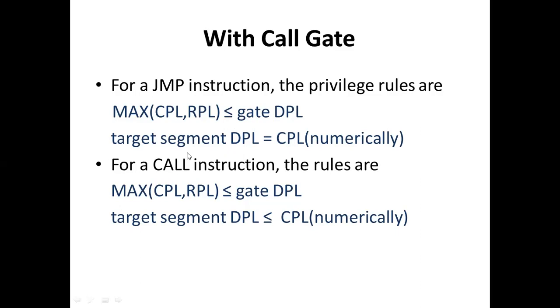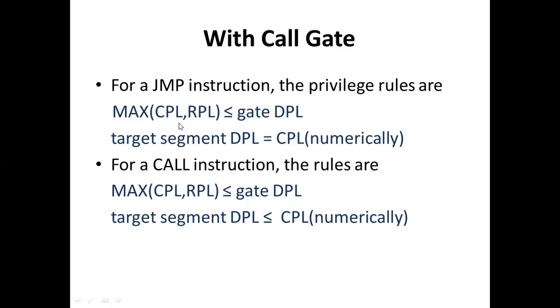For the call instructions, the rule is that the maximum of the CPL or RPL, that is the current privilege level or requested privilege level, is less than or equal to the DPL value. The target segment DPL is less than or equal to CPL. In that case, the call instruction is executed, whereas the jump instruction is executed when the maximum of the CPL and RPL is less than or equal to the DPL value. So in that case, the jump instruction is executed.